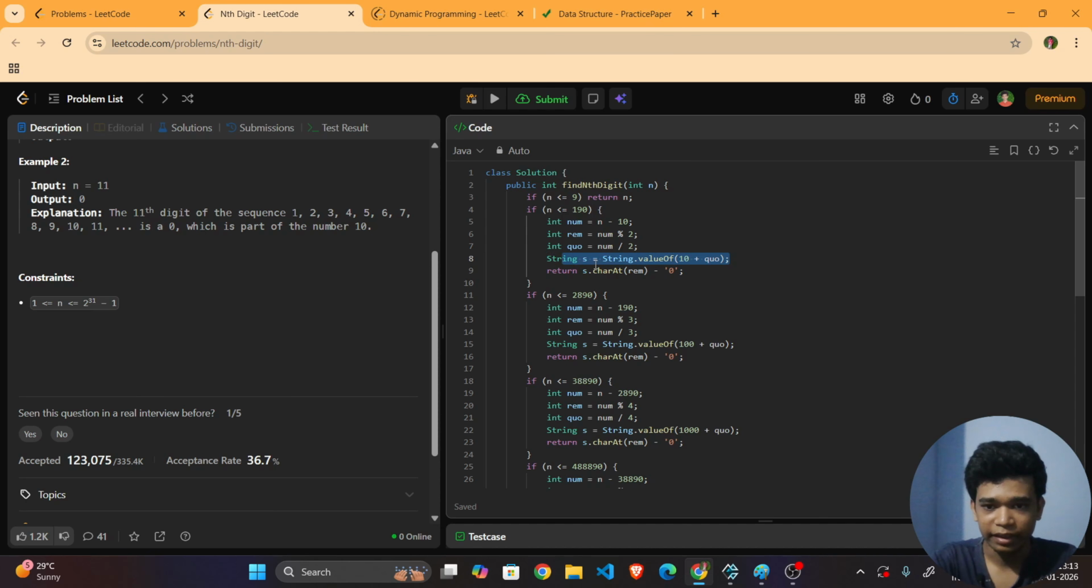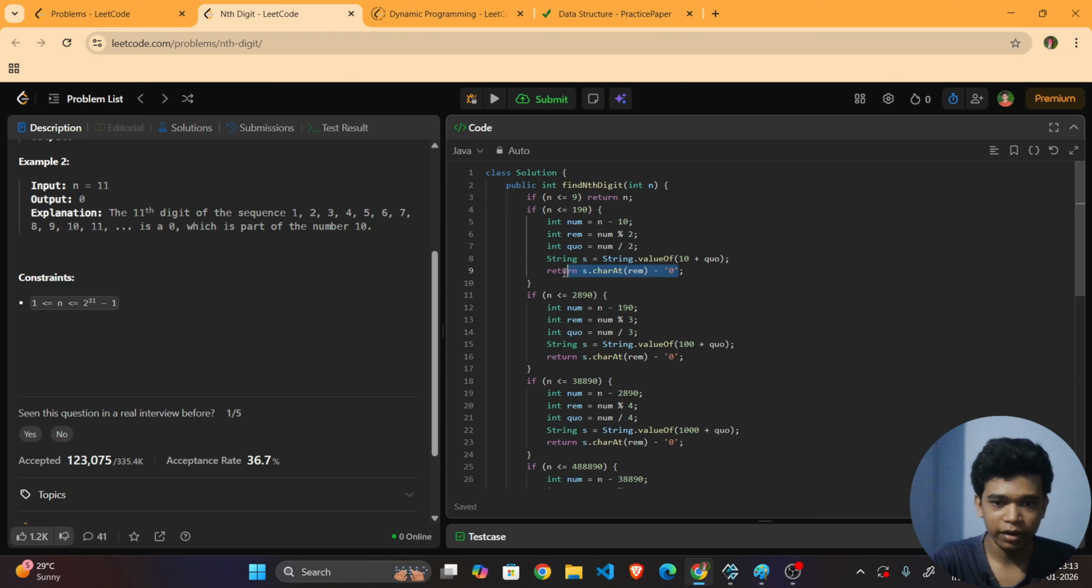Okay, so see here, s is equal to String.valueOf(10 plus quotient). Here we want 10 plus quotient because it is a 2-digit number. If it is a 3-digit number, then 100 plus quotient; a 4-digit number, 1000 plus quotient. Now return s.charAt(remainder) minus '0', which means I am returning the character at the particular index equal to the remainder. Minus '0' means I am returning the integer value.